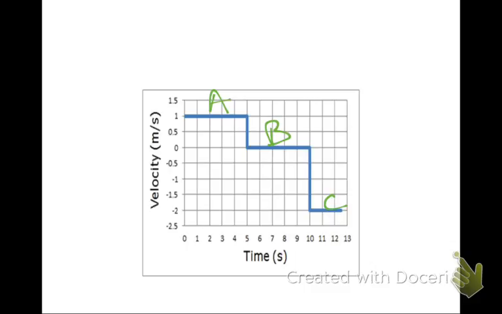Okay. So, what is the only speed at which something can be at rest? 0. And if you're on a velocity graph, there's only one place that is 0.